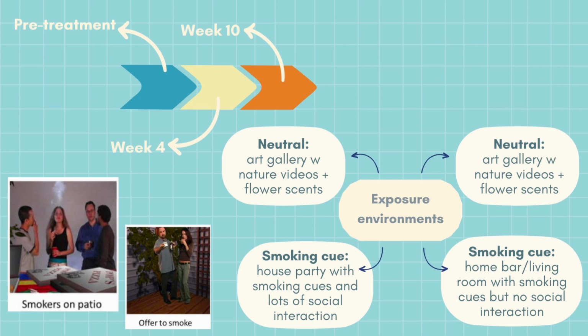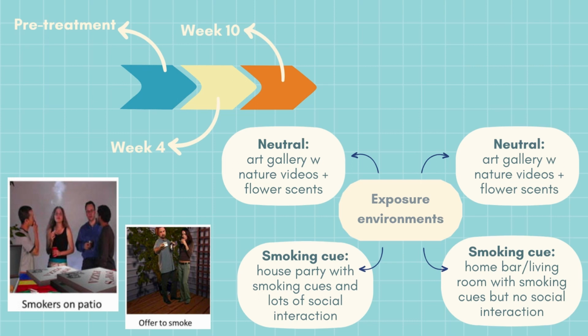Measures of cue reactivity included subjective craving and attention to cues after exposure to 2 neutral and 2 smoking cue environments. The neutral environment consisted of a digital art gallery presented with nature videos and fresh flower scents in which participants could look around without the presence of smoking cues. The smoking paraphernalia environment consisted of a home bar area and a living room scenario with various smoking cues but contained no social interactions or people.